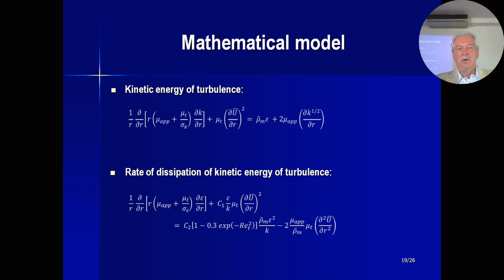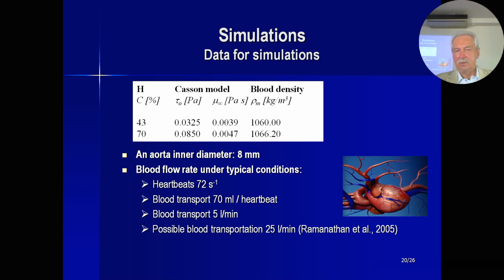And also kinetic energy of turbulence, epsilon, this is standard for the Launder and Sharma turbulence model. What data have I used for simulation? First of all, I made calculations for two cases. One case with solid concentration of red blood cells 43%, and we see the yield shear stress is 0.0325 Pascal, and viscosity is also here, and blood density is also presented.